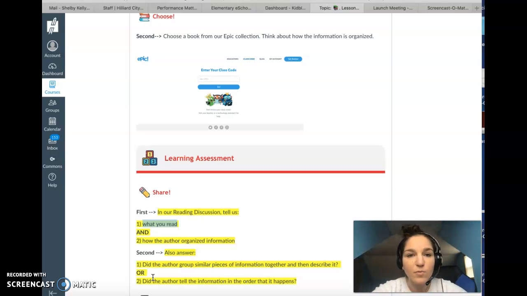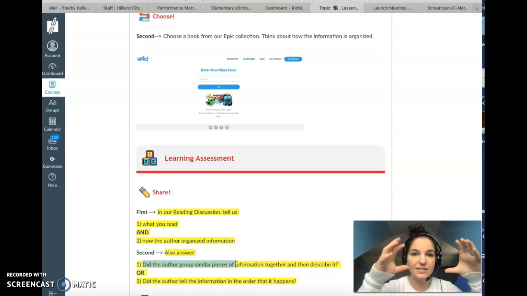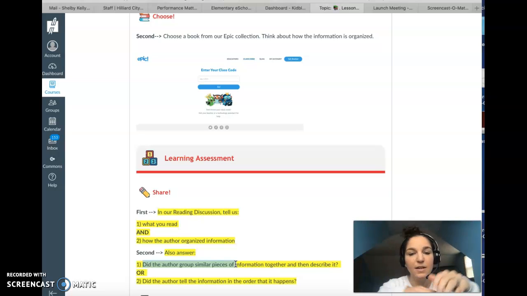So maybe if you're reading a history book or something that happened in our history, that would be a good example of an author telling information of how it happened. If you're reading a book about animals, chances are the author grouped similar pieces of information together. So maybe one section is all about its habitat. So all the information in that section would be about how the animal lives in its habitat.